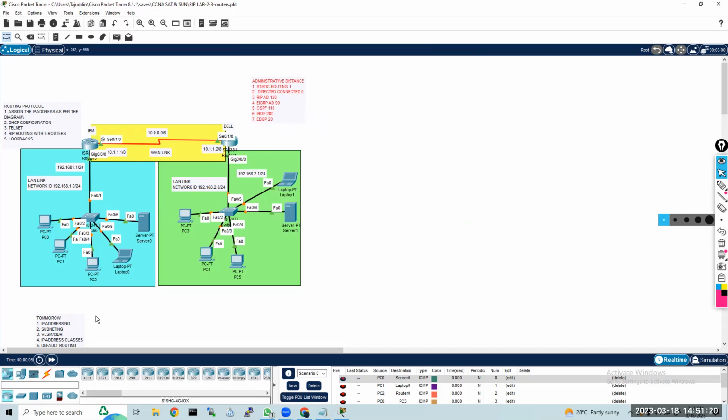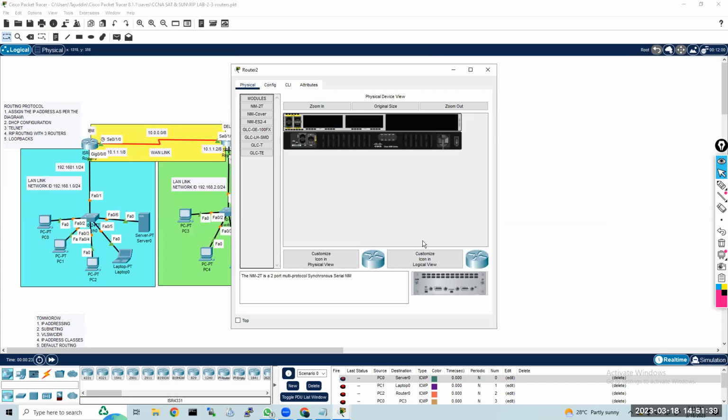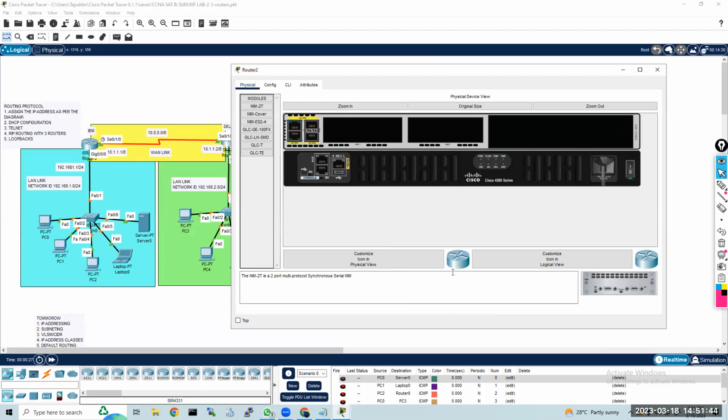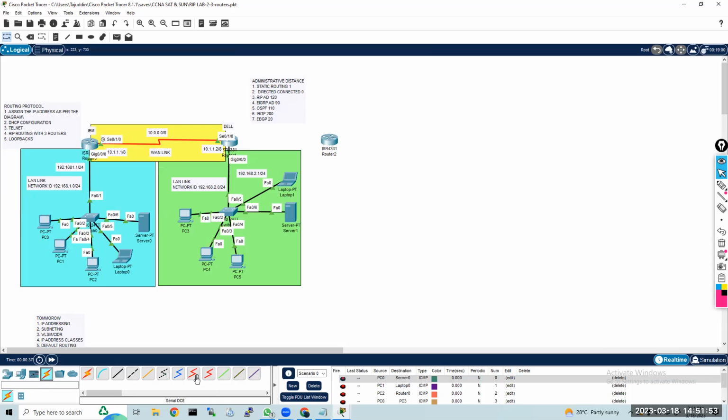I just want to add one more router here. So I will take one new router now. Let's take this one. I'm sure this router has not got the serial module. You can see, right? There's no serial module inside. So what we should do is turn off the router and add the module to it. Now we are able to connect your serial cable.